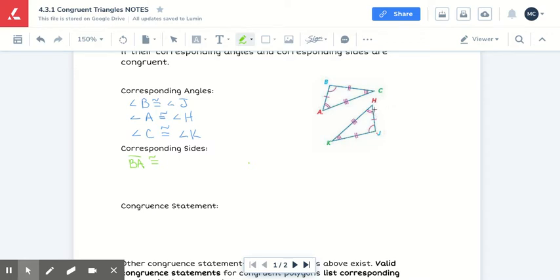But when we're talking about corresponding sides of polygons, we need to make sure that we list them in a way that they correspond exactly with the side in the other polygon. So let's go back and look at this one. BA, I wrote like this, and that was going from the angle with one arc to the angle with two arcs. So when I list the other one, the side with one tick, I want to go from the angle with one arc to the angle with two arcs. So I would say that this is corresponding to line segment JH.